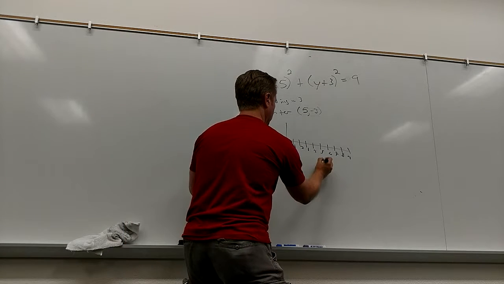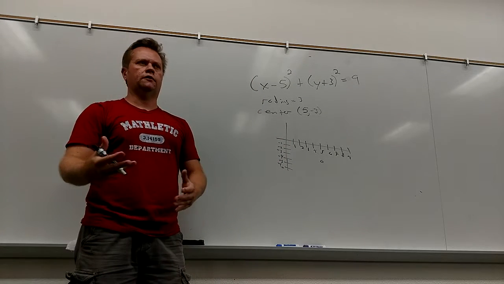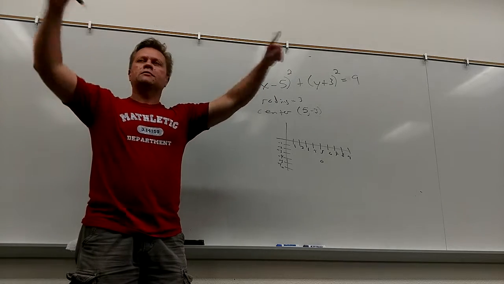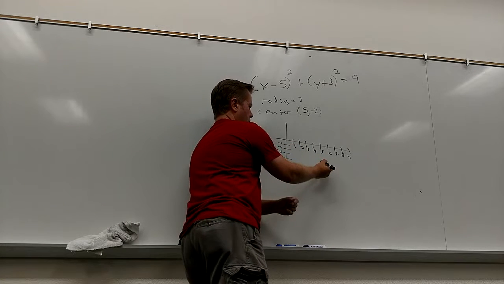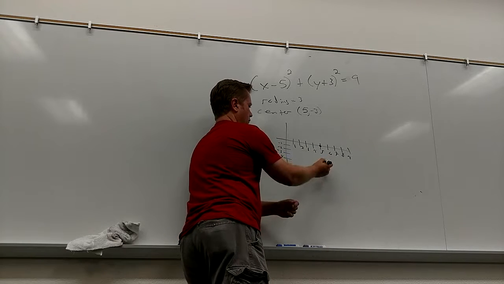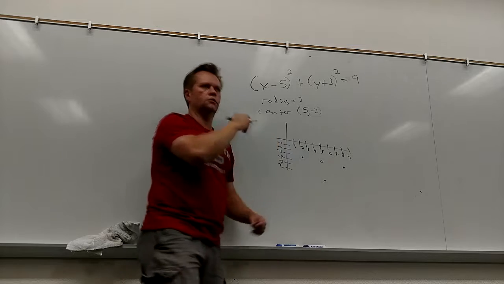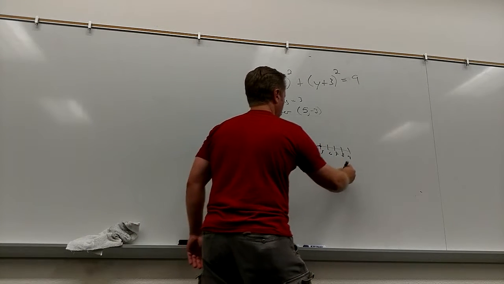if you want to put something at the center, make it an open circle because it's not part of the graph. It's the point that all the points on the graph are the same distance from. So that point is not on the graph. Where would I go from here? Go up 3, down 3, over 3, over 3. Cool. And then you make an approximation of a circular shape.